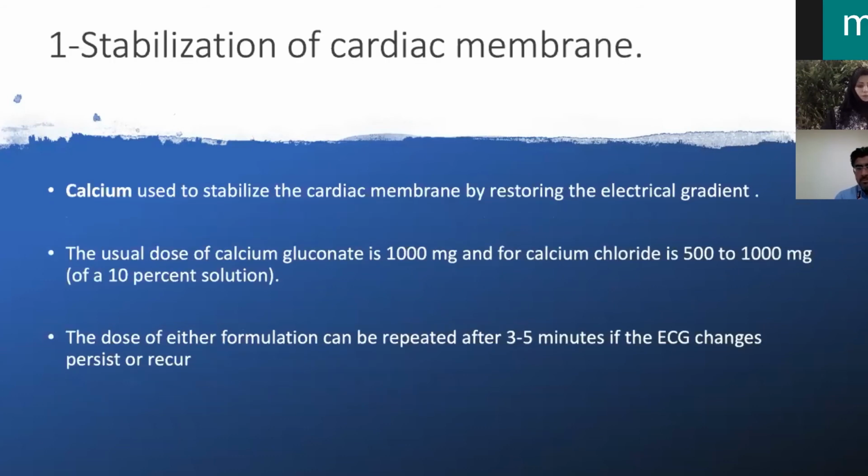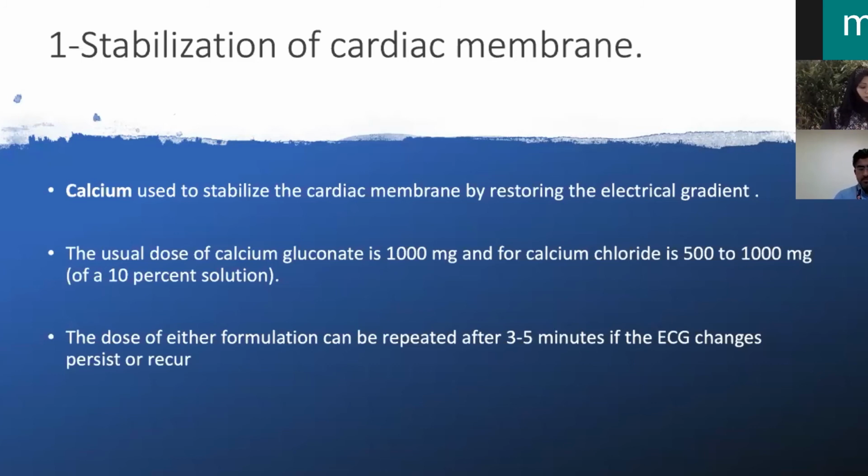First of all, as for cardiac membrane stabilization, the drug of choice will be calcium. Calcium can be used or should be used to stabilize cardiac membrane by restoring the electrical gradient. The usual dose will be 1000 milligram or 1 gram of calcium chloride or calcium gluconate. The difference between calcium chloride and gluconate is that calcium chloride is more potent. It has almost three times more calcium compared to calcium gluconate.